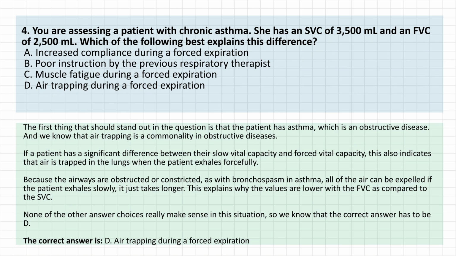Because the airways are obstructed or constricted, as with bronchospasm and asthma, all of the air can be expelled if the patient exhales slowly. It just takes longer. This explains why the values are lower with the forced vital capacity as compared to the slow vital capacity. None of the other answer choices really make sense in this situation, so we know that the correct answer has to be D, air trapped during a forced expiration.